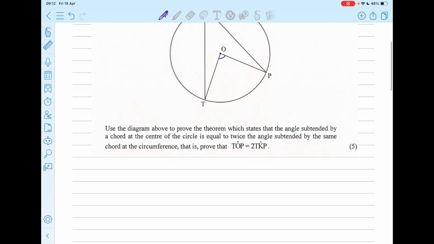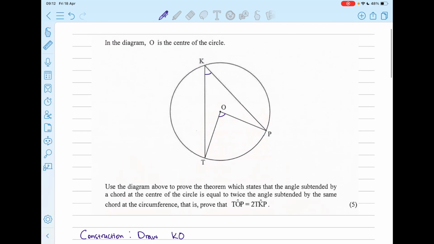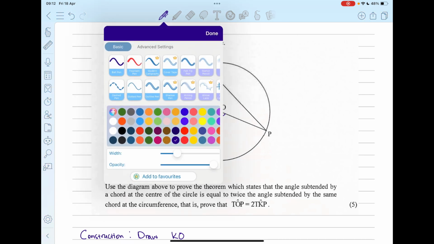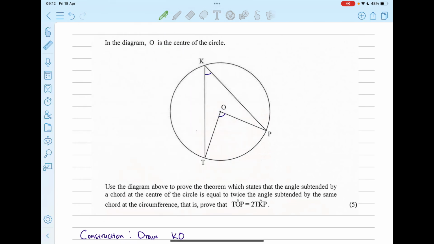Okay, so what we're going to do to begin is to construct. So construction, draw KO. So let's draw KO. It's going to be from K and extend through to O, and we'll go past that. So this then divides K and O into two equal angles. So this will be K1, that's K2, and this is O1, and this is O2.